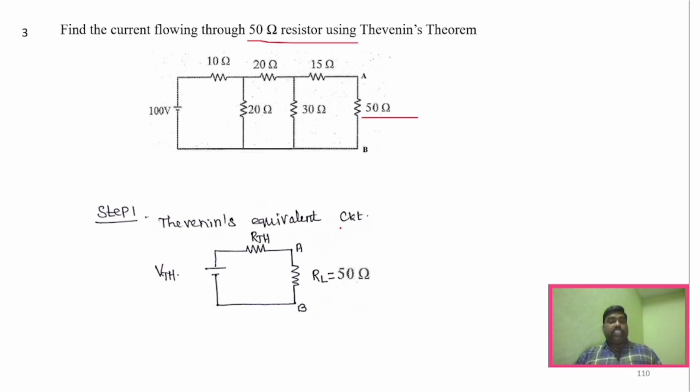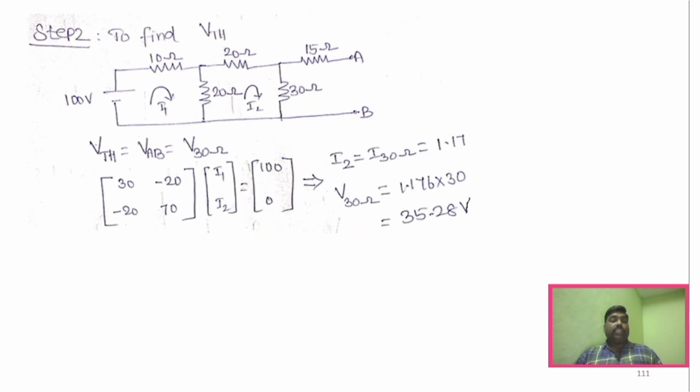Same steps. First step, what you got to do? Draw the Thevenin equivalent circuit, VTH, RTH, and the load resistance is 50 kilo ohm, right? And what is the second step? We need to find out VTH. For that, what we got to do? We have to remove this load resistor, correct? So what I am doing is I am removing the load resistor. So if I remove the load resistor, now what will happen? The circuit will become like this.